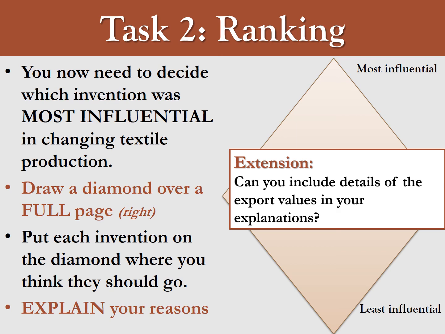If you are feeling particularly comfortable with this and feeling a bit brave, can you include the details from the export values that's on your information sheet in these explanations? So could you argue that one machine increased the export value, so the amount of material sold, to how influential it was? So pause the video. It's a diamond ranking activity, some of which you have done many in your 2 years in humanities. So can you now rank the machines in terms of influence and importance, and then submit it to Google Classroom?